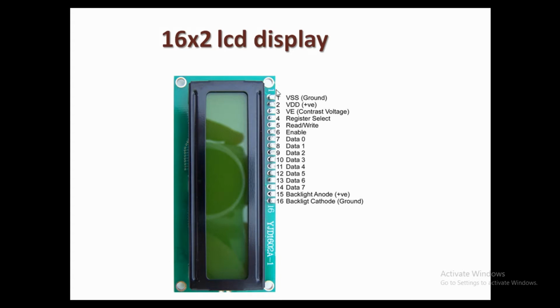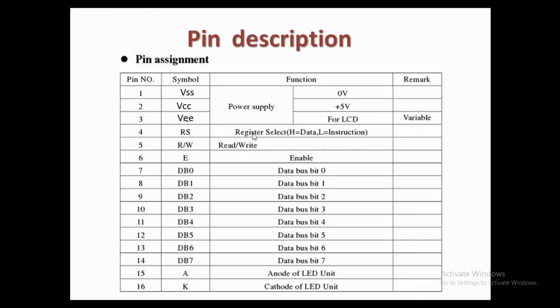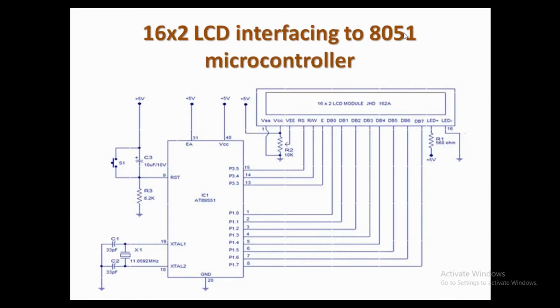It usually has 16 pins labeled like this. So the pin description is shown here. Usually our pins are labeled like this, from pin 1 to pin 16, like VSS, VCC, VEE, like that. And then here we show how we connect the LCD to an 8051 microcontroller, like if you're using an 8051 microcontroller.